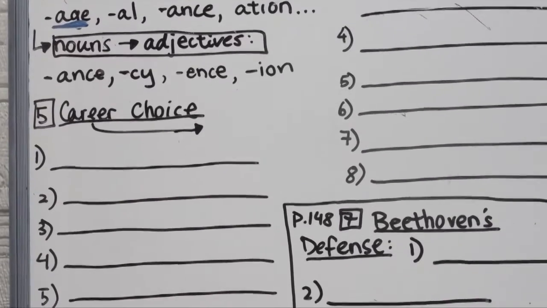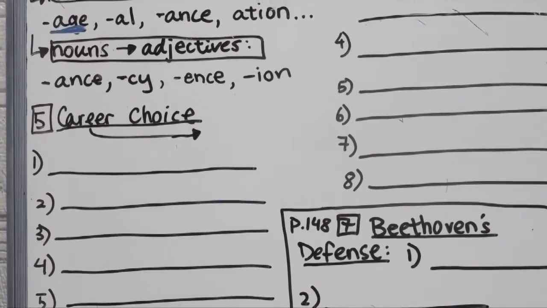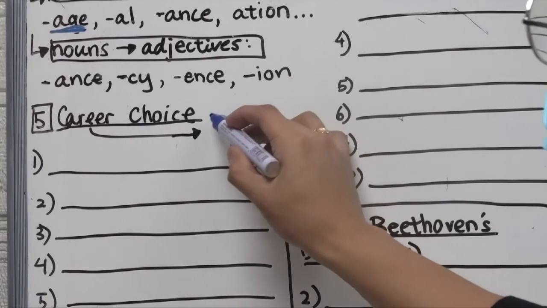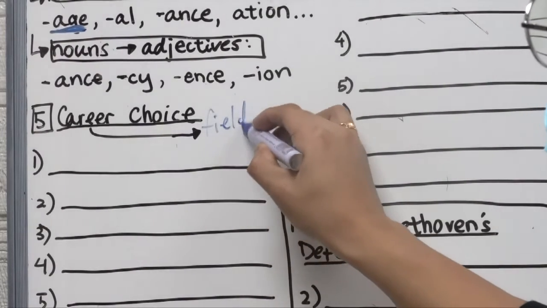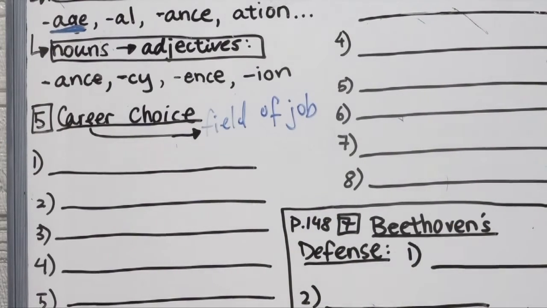Career, C-A-R-E-E-R. All right, what is a career? Does it have to do anything with cars? Now, career is a field of work. A field of job or field of work. So this means the type of work that you want to get into. Career choice, the type of job that you want to choose after graduating from maybe secondary school, or college or university.